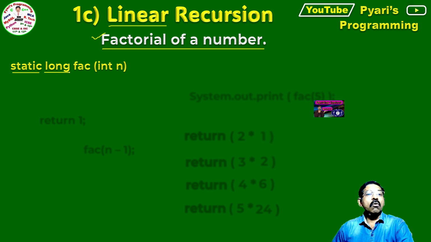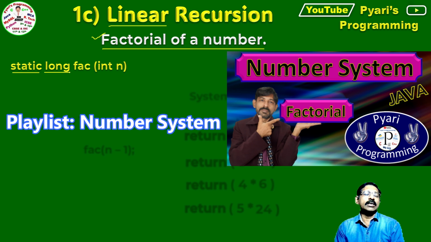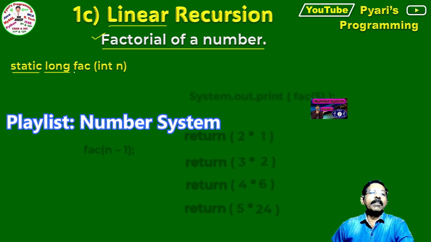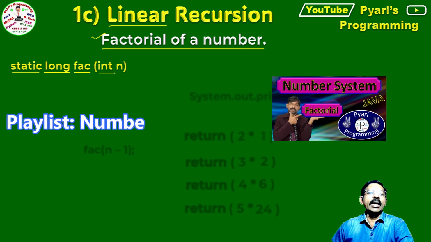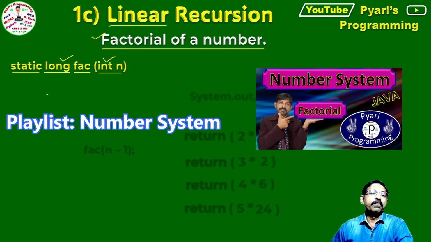Return type is long. Why have I taken long? Normally everyone takes it as integer. If you are not aware of it, check this video to know the logic of the factorial of a given number. Here we are only emphasizing the recursion part. Method name is fac. Parameter takes int no. Why is this int? Why is this long? You will get it from this particular video.